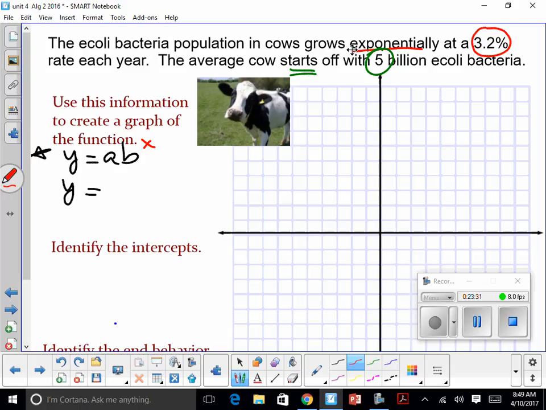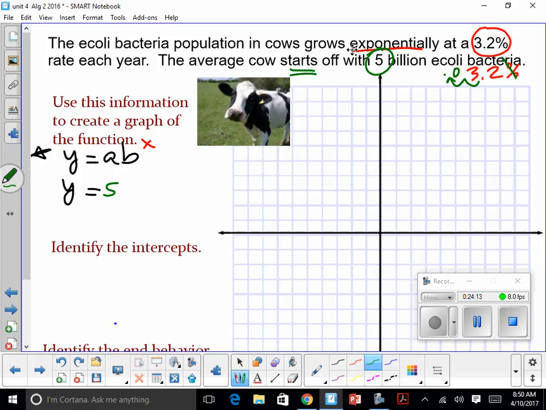Again, the B is always going to be the percent, but you have to do something with that percent. There's a 3.2%. You have to change that percent into a decimal. How do you do that? I'll write it down here. 3.2%. You cross out the percent sign, cross out 1, 2. Always 2. Fill in that gap with a 0. You have 0, 0, 3, and a 2.